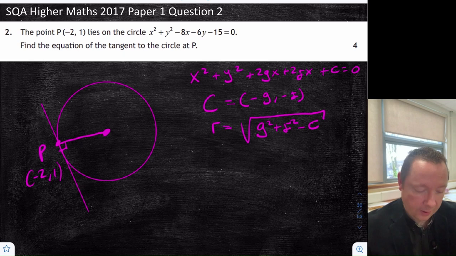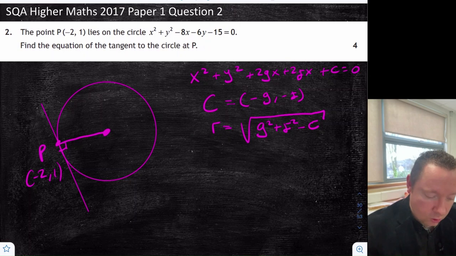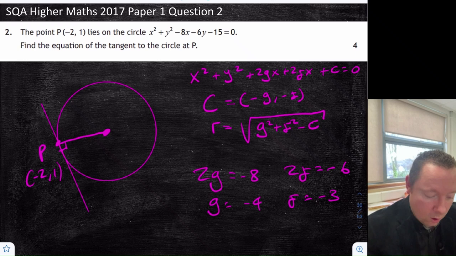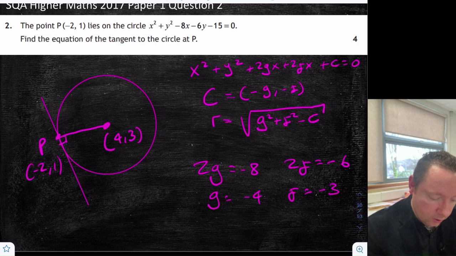Now, from the start of the exam paper, you're given this formula: x squared plus y squared plus 2gx plus 2fy plus c equals 0. And then the centre, that's the big C here, is (-g, -f). And the radius is the square root of g squared plus f squared minus c, c being in here. So 2g is the number in front of x, so 2g is minus 8, and 2f is the number in front of y, which is minus 6. So g is minus 4, and f is minus 3. So our centre is (4, 3). Let's call that our centre.